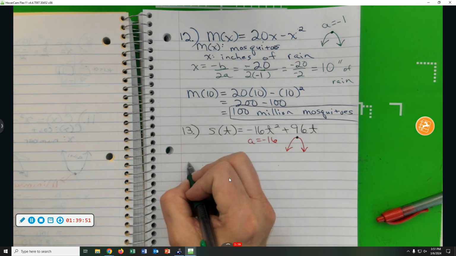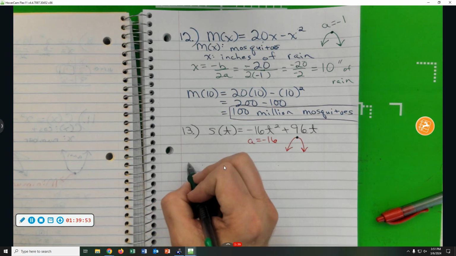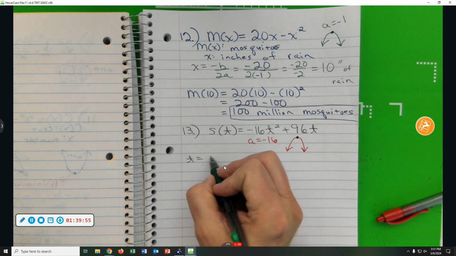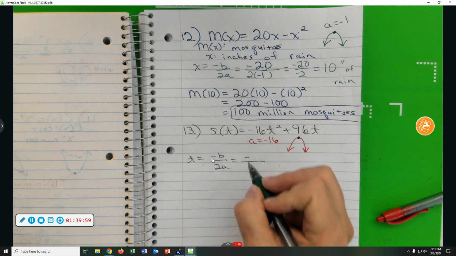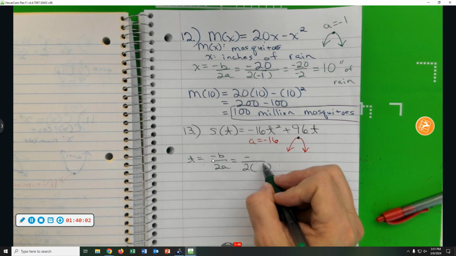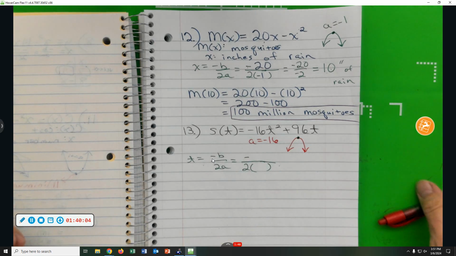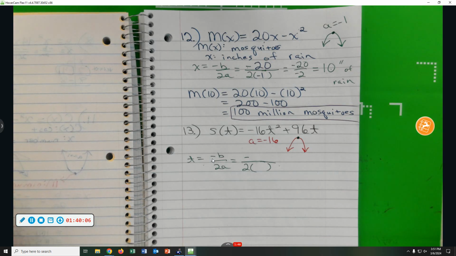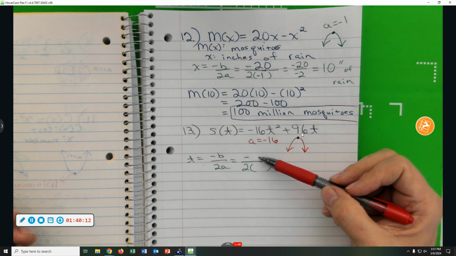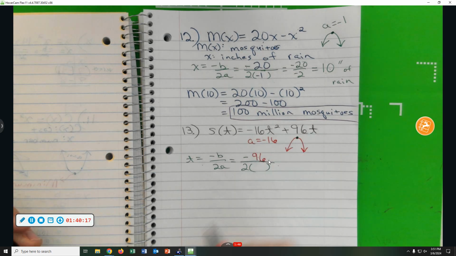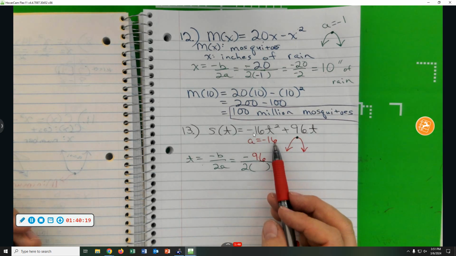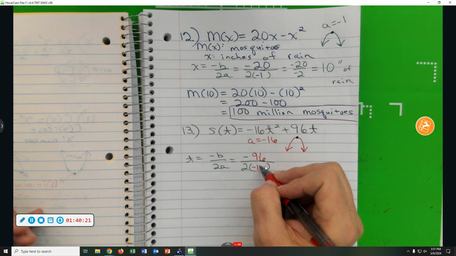So we're going to use our vertex formula, not x equals, we'll use t equals minus b over 2a. So using t for time, and that's standard practice in a physics environment. So what's b? 96. And we've already said a is negative 16.